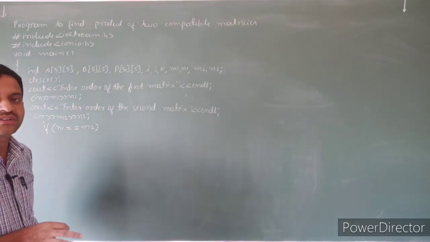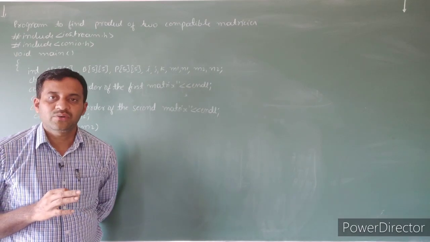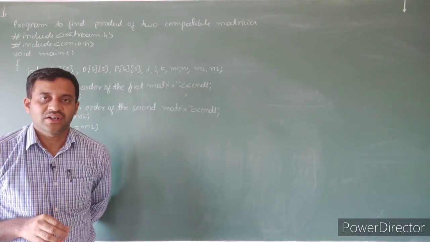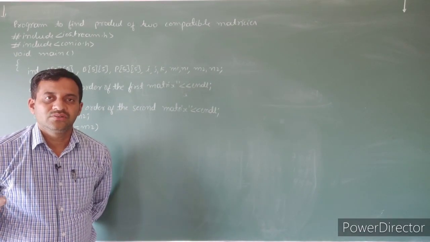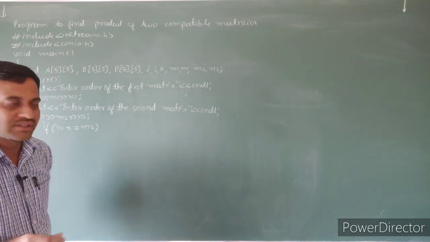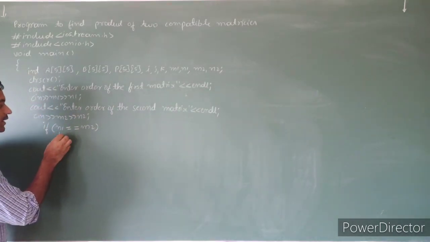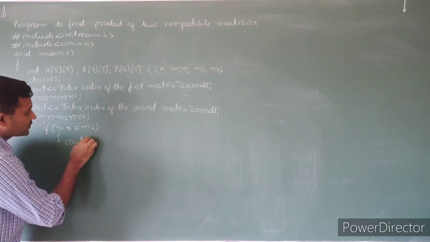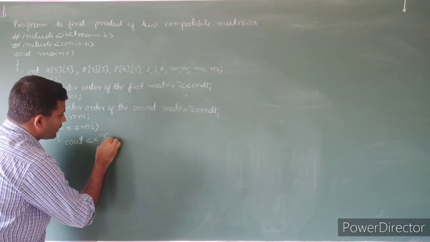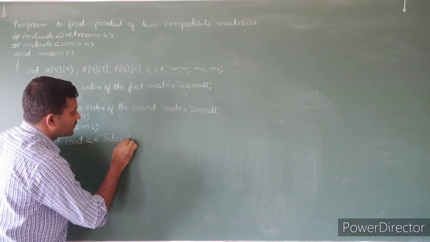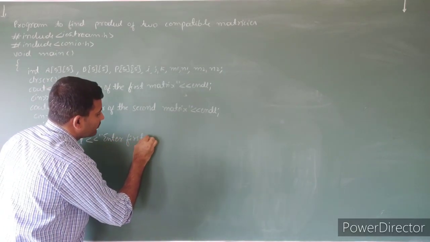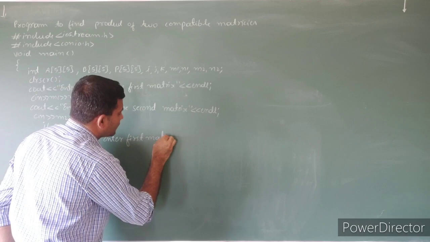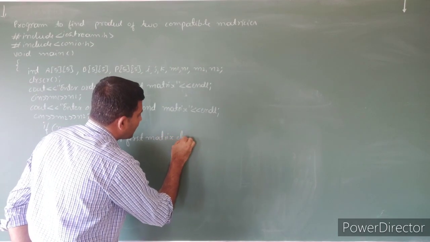If the inner orders are the same, then we have to read the elements and perform the product. Otherwise, do not read any elements. So here first verify the compatibility. If it is compatible, then cout: enter first matrix elements.